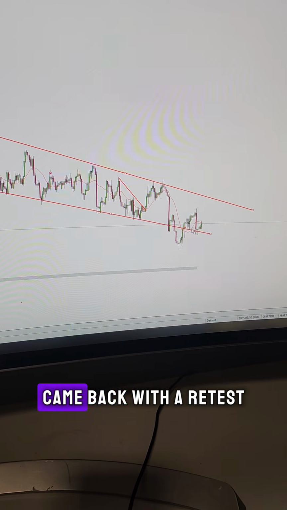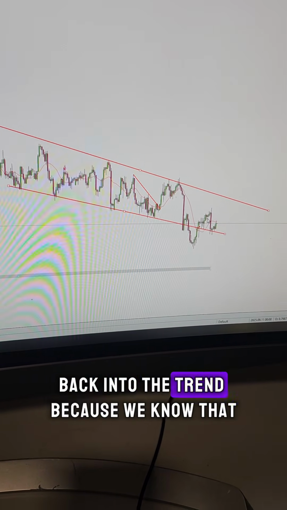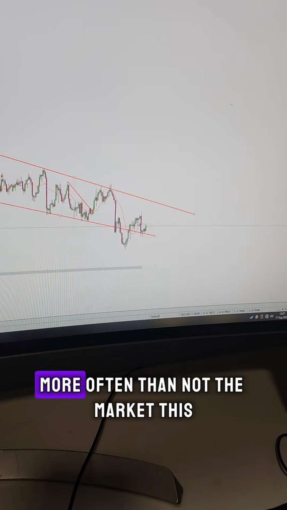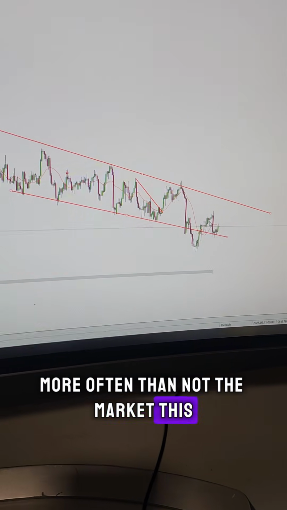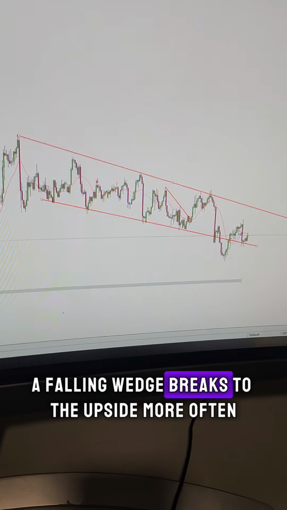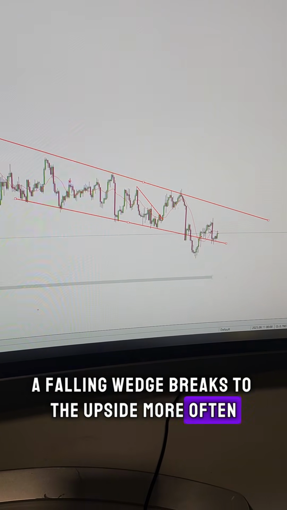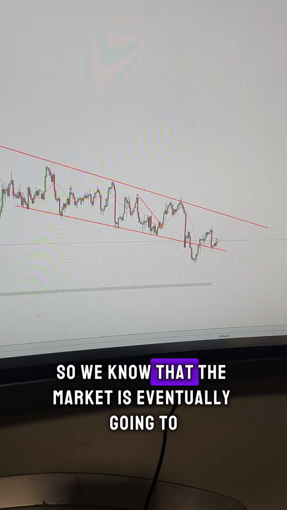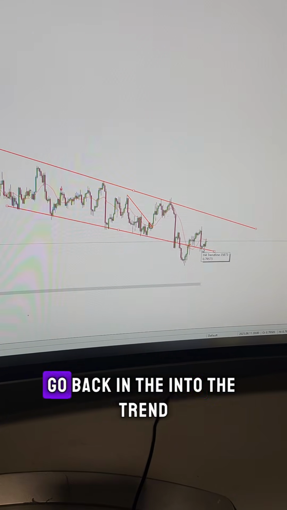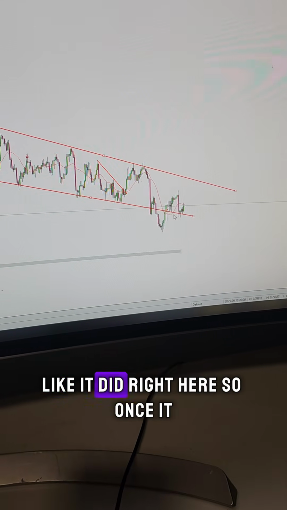So as you can see, once this point was broken to the downside, the market came back with a retest back into the trend, because we know that more often than not, this falling wedge breaks to the upside more often than it breaks to the downside. So we know that the market is eventually going to go back into the trend like it did right here.